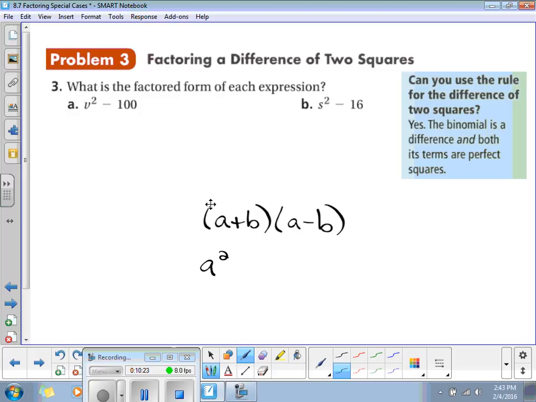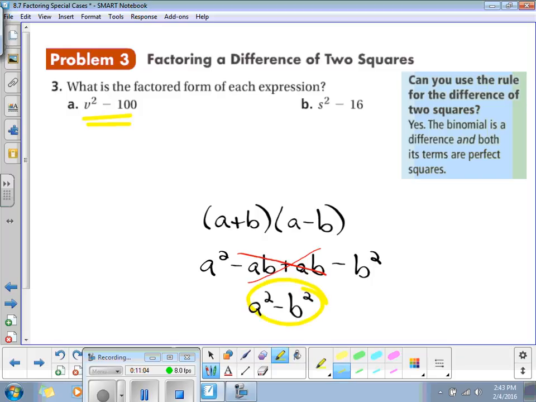We had the A squared, right? Then we had minus AB, and then we had plus AB, and then we had minus B squared when we FOILed it, right? So what happened to this middle part? It canceled out, right? So we ended up with A squared minus B squared, right? So if you look at this, doesn't it look like that? Yeah. Okay. So if I want to write this example A as the product of two binomials, it's going to be a plus something and a minus something. Is everybody clear with that?